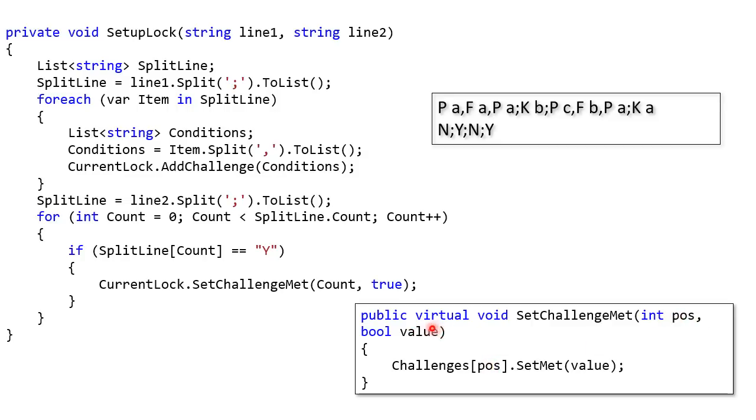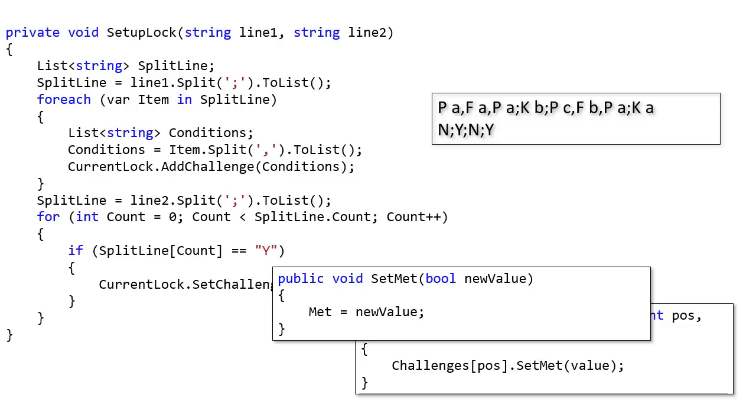Maybe worth just pointing out again, this is another virtual method, so potentially it could be overridden if we had to make a subclass. The set met method itself is just a standard setter method. So with the current data file, there are 4 challenges, and challenges 0 and 2 are not met. So we're looking at these ones here, whilst challenges 1 and 3 have been met.